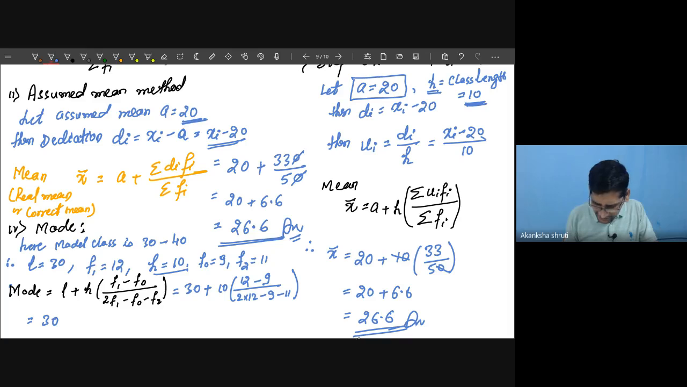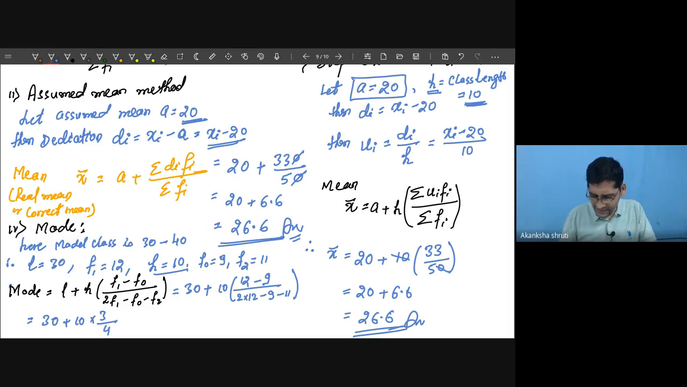It is 30 plus 10 is there. In numerator 12 minus 9 is 3. In denominator 2 into 12 is 24 minus 9 minus 11, which is the same as 24 minus 20. I can write directly as 4.